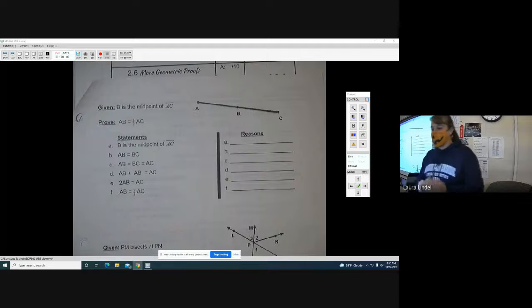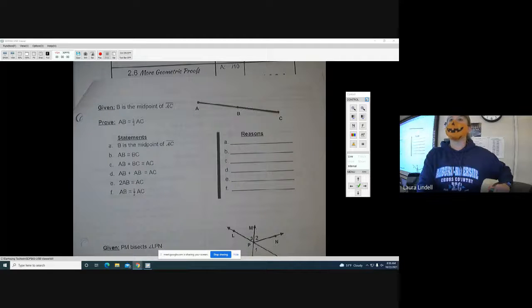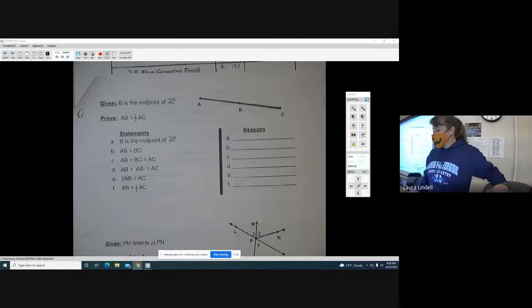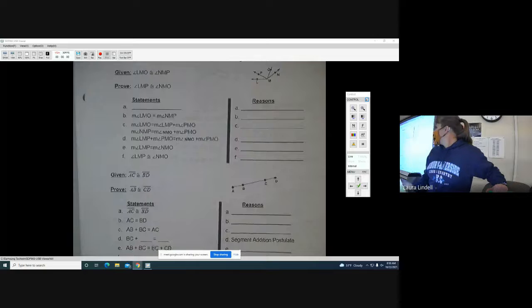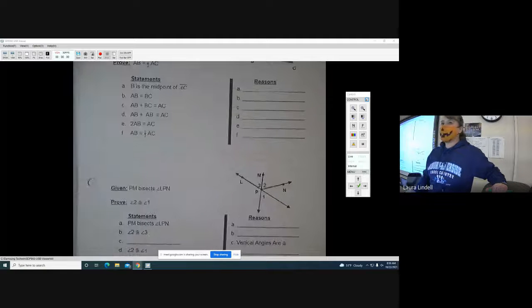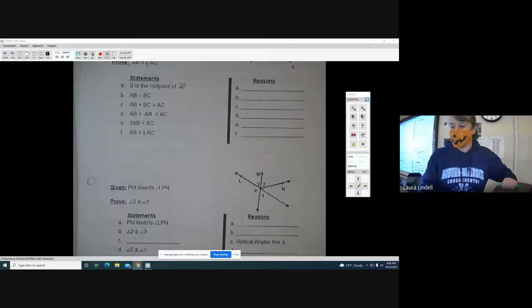Okay. So you have time in class now. You got about 10 minutes. Go ahead and get started. Try to get at least one of them done. You're doing all 4 of these. So this page and this page. Ready? Go.